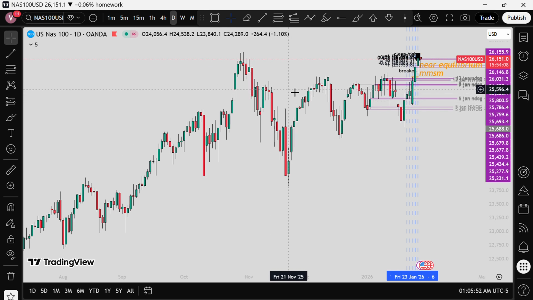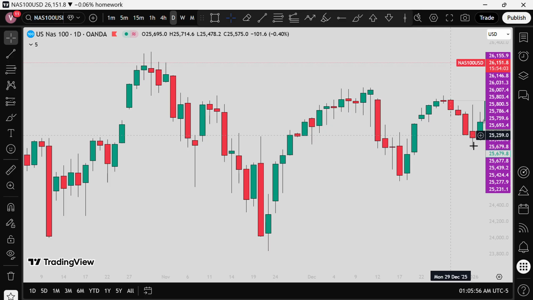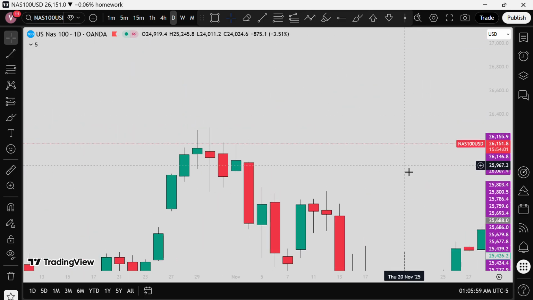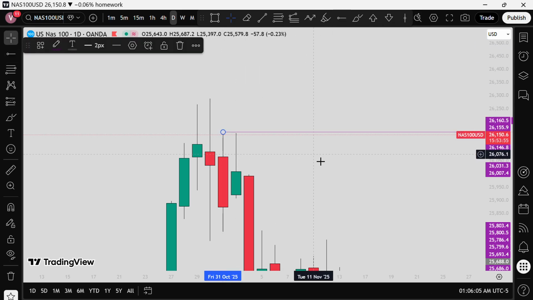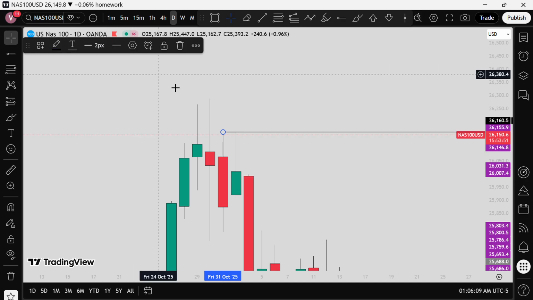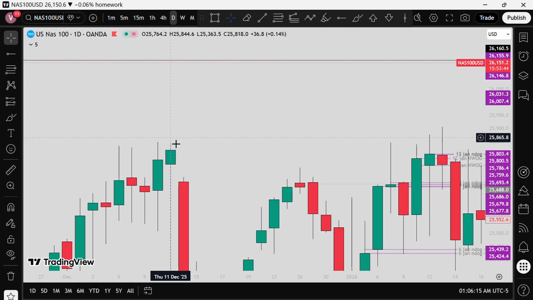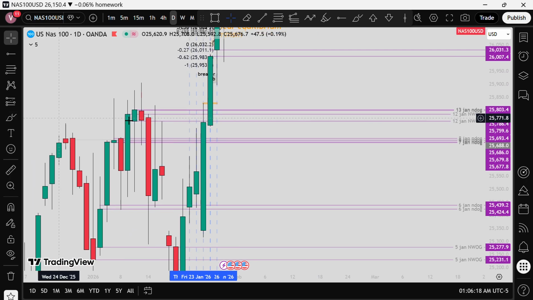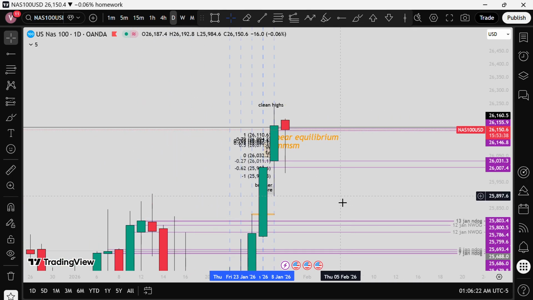On daily, I would like to draw your attention to these clean highs. I'll draw a horizontal line here. Let's change the color. Black. Okay.